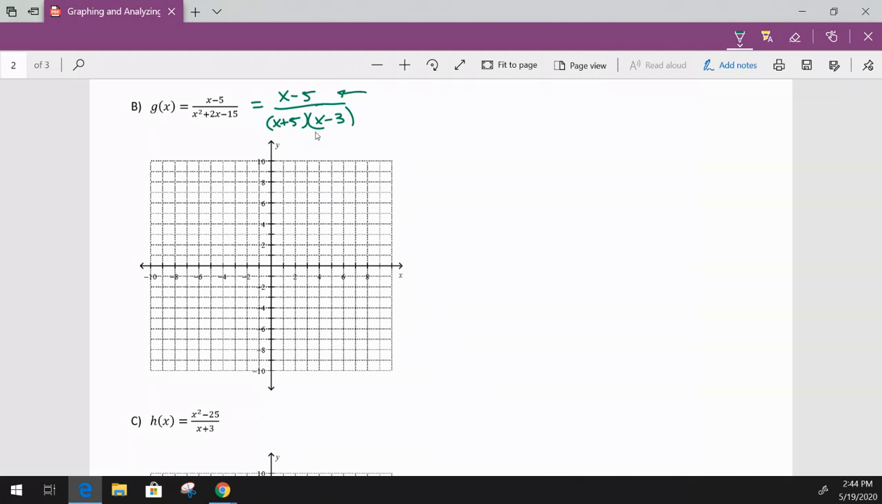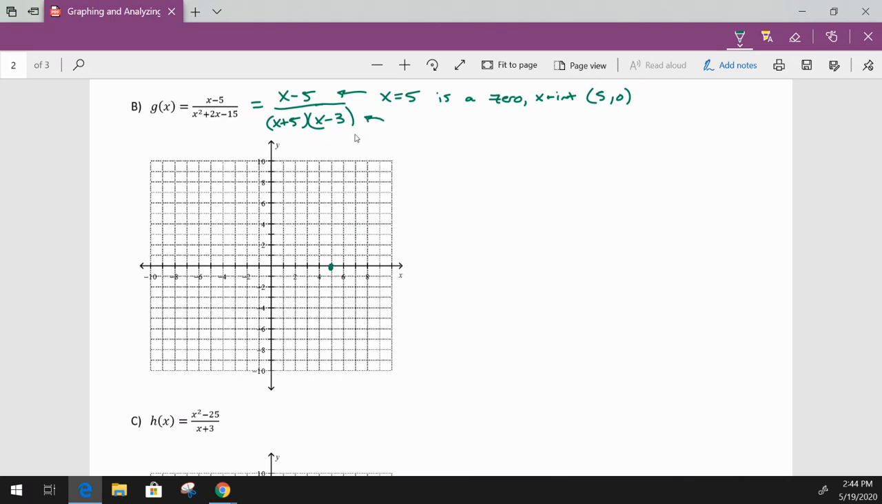But if we look at the numerator, what value of x would make the numerator equal to 0? 5. So x equals 5 will be a 0 or an x-intercept at the point (5, 0). So we can go ahead and graph that point right away, get that over with.